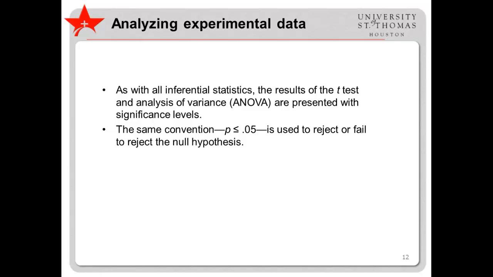Regardless of which design and which test you use, remember that the results of the tests are presented with significance levels. The same convention, p less than or equal to 0.05, is used to reject or fail to reject the null hypothesis.